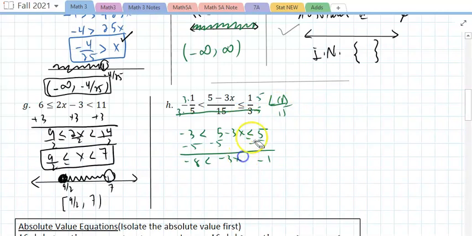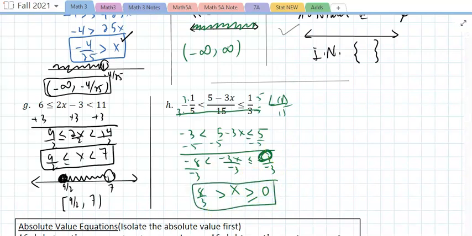And what happens when I divide by a negative? That's the only exception to the rule. I will switch those. Oh, when I subtracted 5 from both sides, that should have been a 0. So that's the algebraic solution.